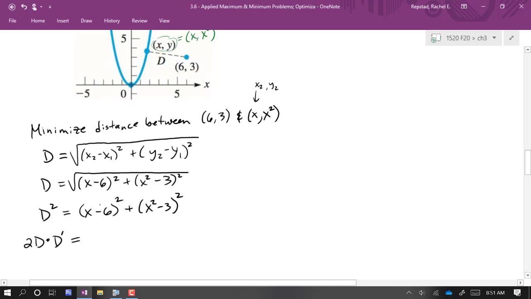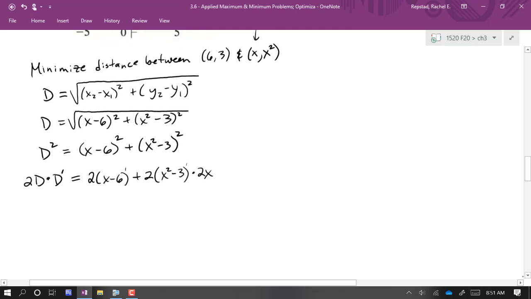On the other side, I've got parentheses to a power, so this would be 2 times (x minus 6) to the first, and then the chain rule would just say times 1, so I'm going to leave that out. And then we have 2 times (x squared minus 3) to the first, and the chain rule says multiply by 2x. So here's an expression for 2d d prime.